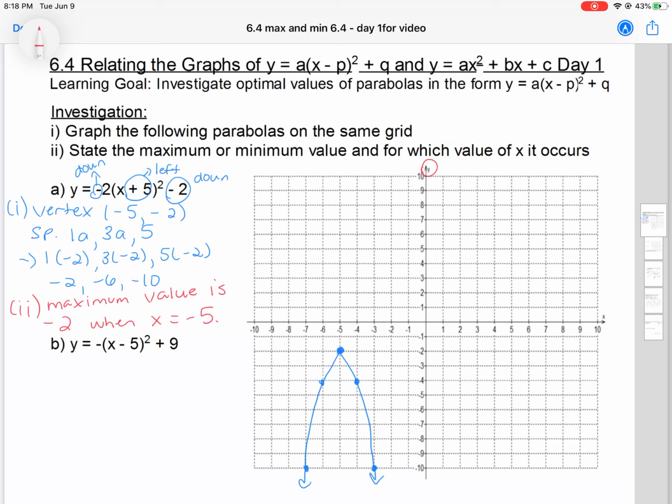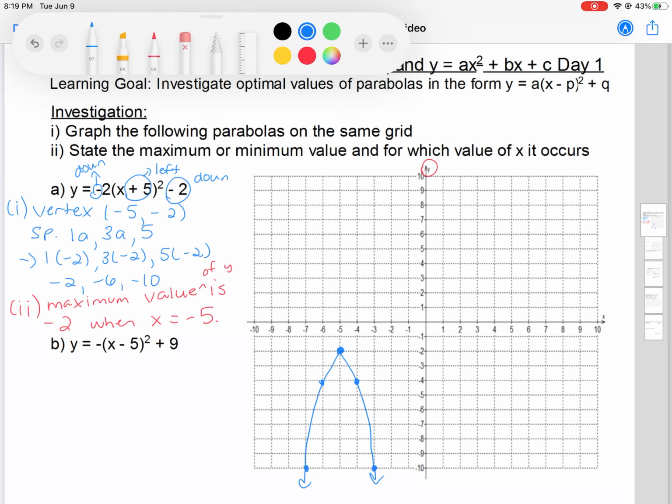And you can also think of it that even though the vertex technically is -5, -2, the values for x can sort of be changing. So we usually say the maximum value is -2 when x equals -5. Sometimes it'll even say the maximum value of y is -2 when x equals -5. And again, once we get to 6.5, you'll see that the y values might actually have meaning, like profit or area, things like that. Okay?